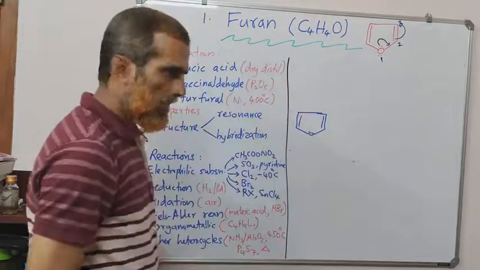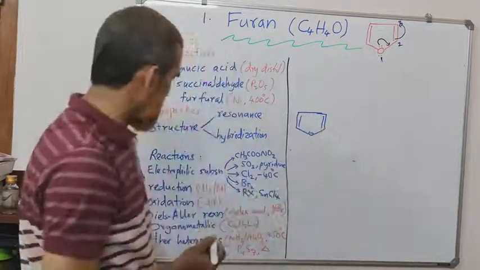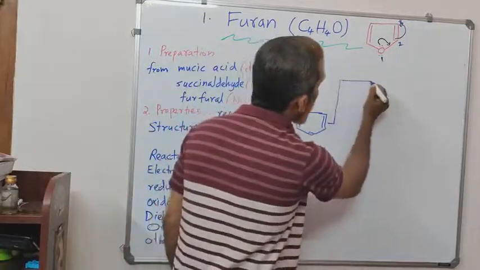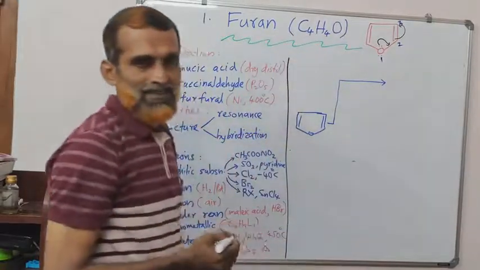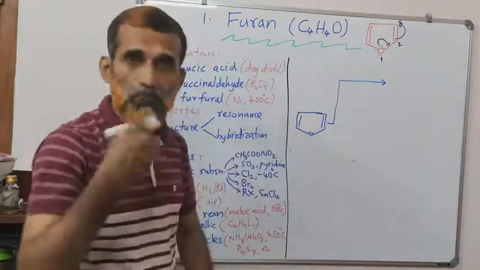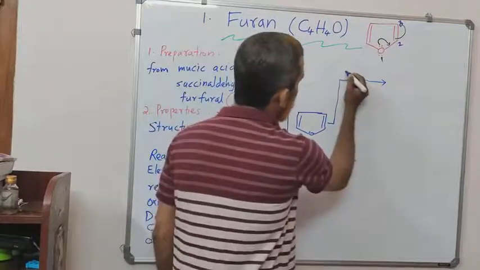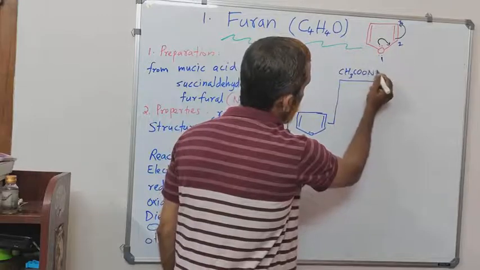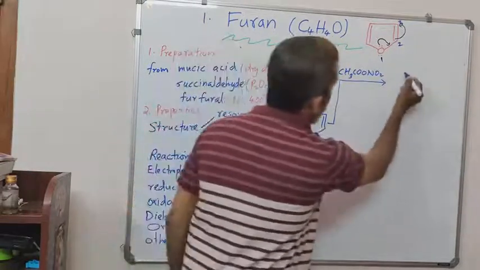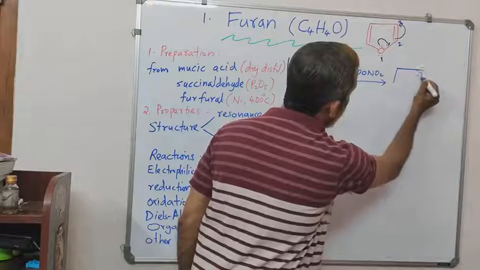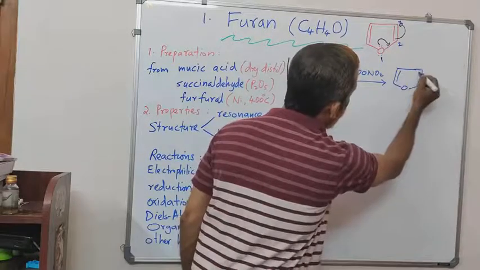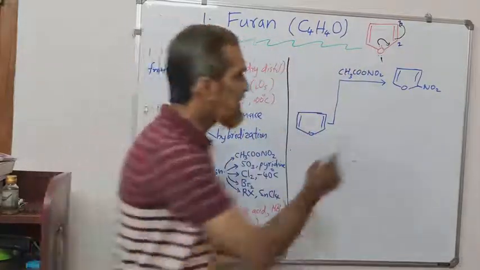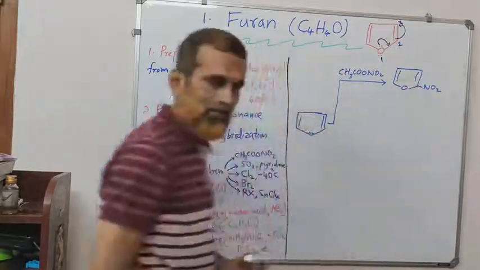Okay. Remember, substitution is preferred at C2. First of all, nitration. For nitration, we are not using nitrating mixture because that may lead to kind of polymerization. So we use a special reagent, that is acetyl nitrate. Okay, NO2 will appear here. You get the product. At second position, NO2 is substituted. What's the name? This is 2-nitrofuran.